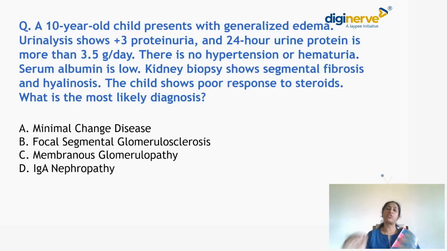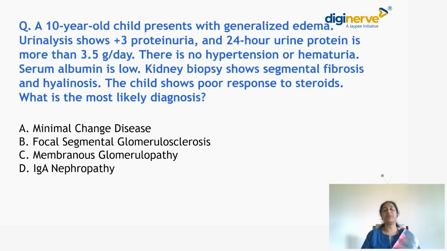Now nephrotic syndrome has numerous causes. You have membranous, membranoproliferative, focal segmental glomerulosclerosis, minimal change disease. So there are numerous causes under nephrotic syndrome itself. Out of these, 95% of minimal change disease respond excellently to steroid. What has this child shown? Poor response to steroid.